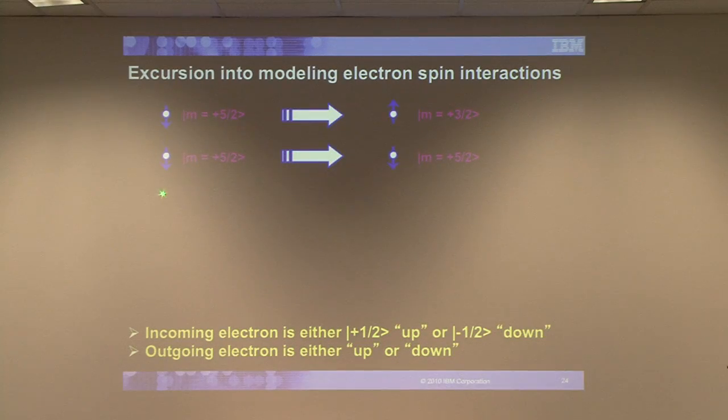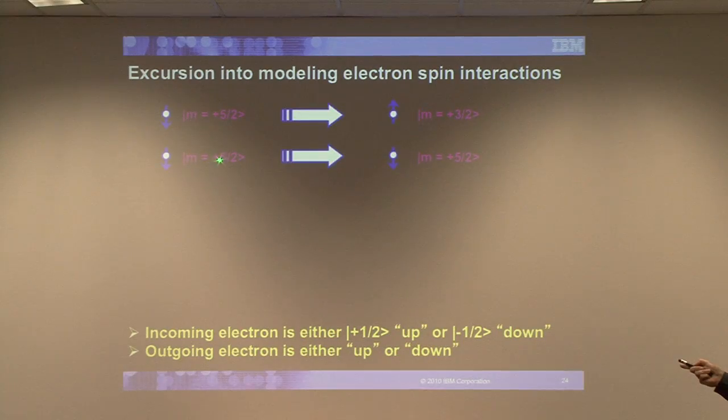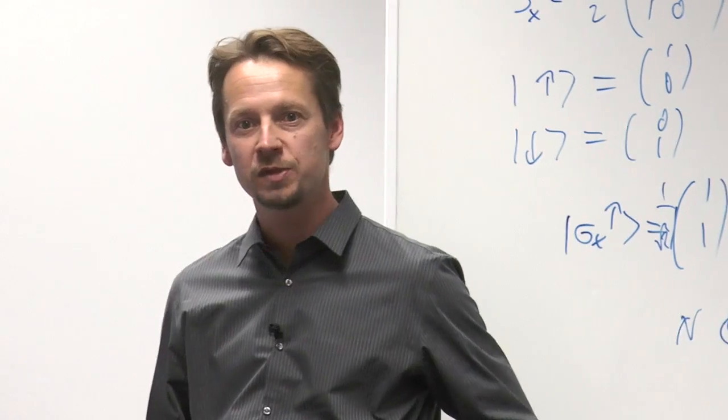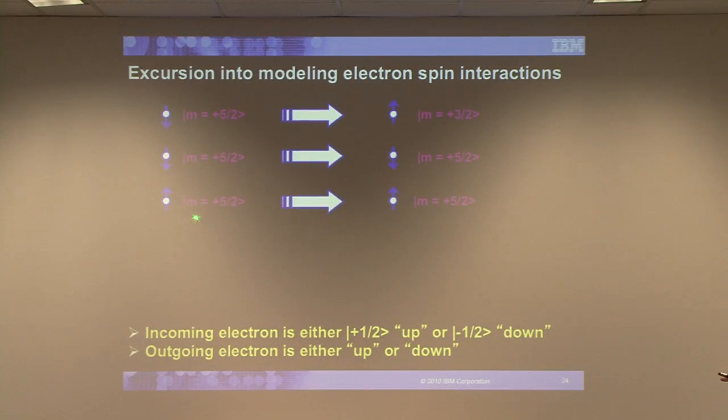But you can also do the following process. You can keep this down electron as a down electron, and the manganese, of course, stays in m equals plus 5/2. That's a perfectly allowed transport process as well. You could also take an up electron, start in the ground state, and keep an up electron and still be in the ground state of the manganese.